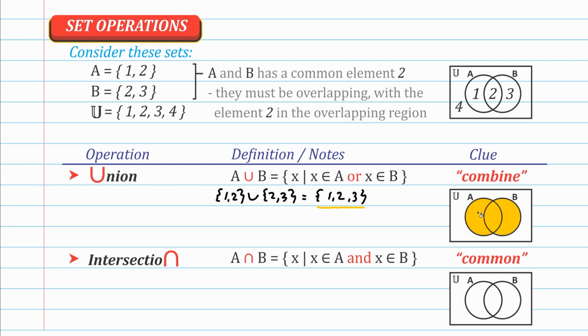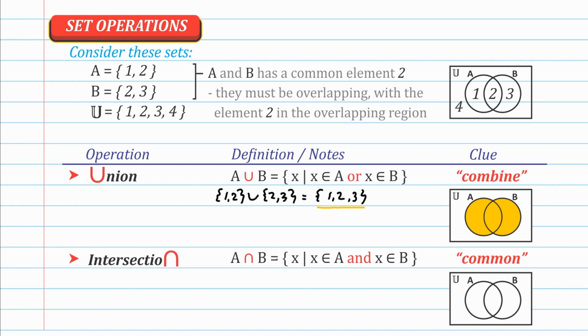And as you can see, kahit actually walang elements na binigay, pag sinabing A union B, you simply combine: shade A, shade B, pagsamahin, you have this shaded region. This now will represent the union of A and B.